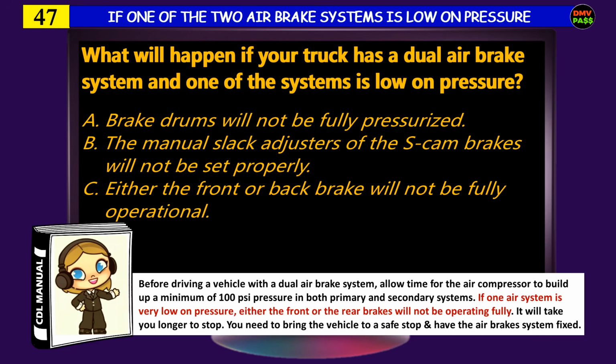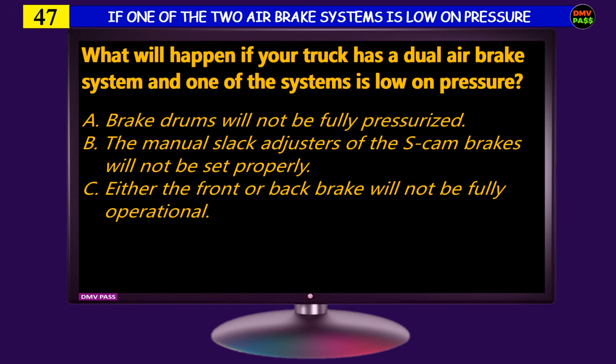Note: before driving a vehicle with a dual air brake system, allow time for the air compressor to build up a minimum of 100 psi pressure in both primary and secondary systems. If one air system is very low on pressure, either the front or the rear brakes will not be operating fully. It will take you longer to stop. You need to bring the vehicle to a safe stop and have the air brake system fixed. So, the correct answer is C. Either the front or back brake will not be fully operational.